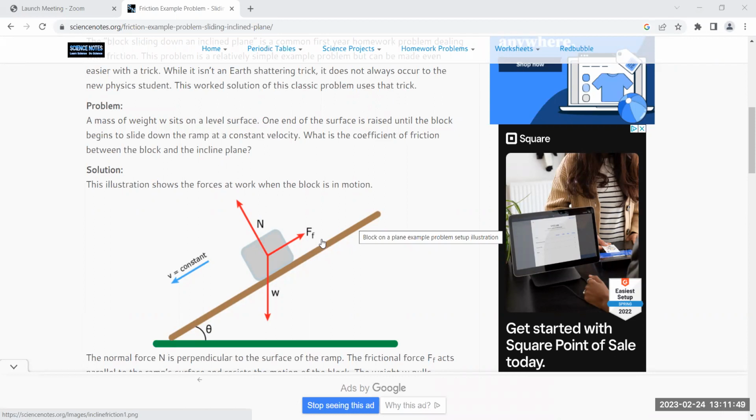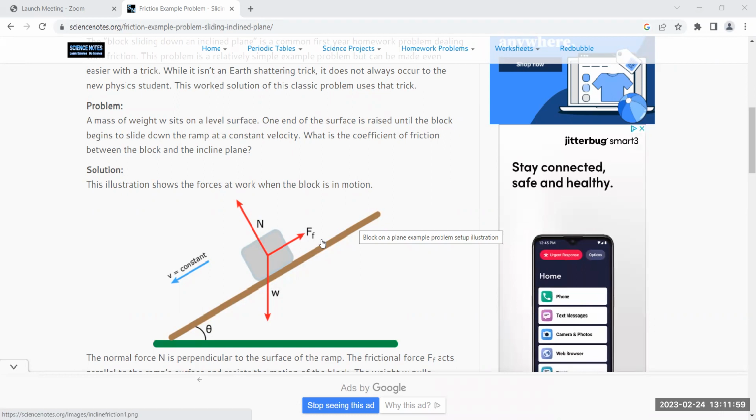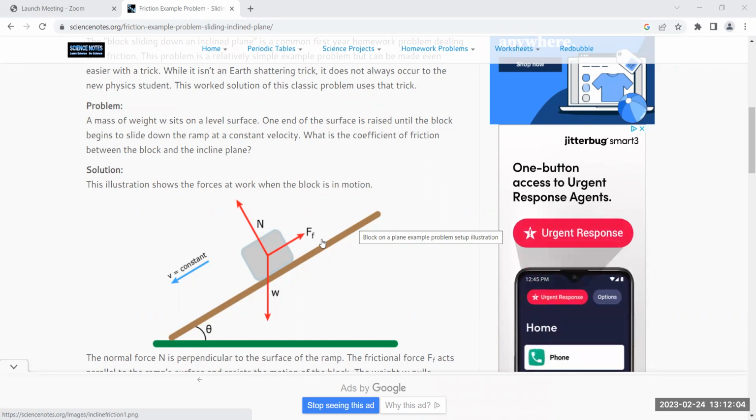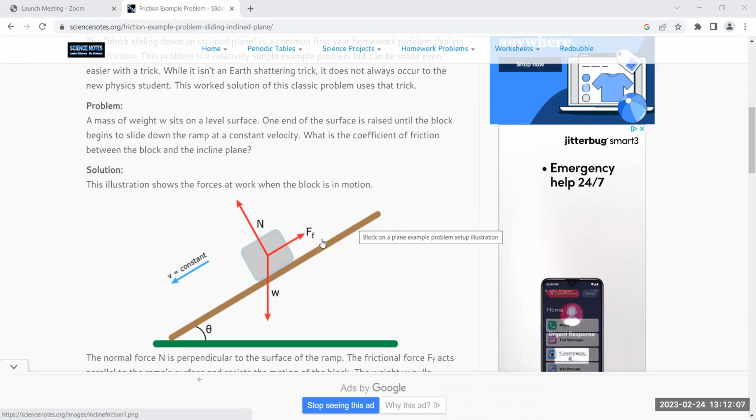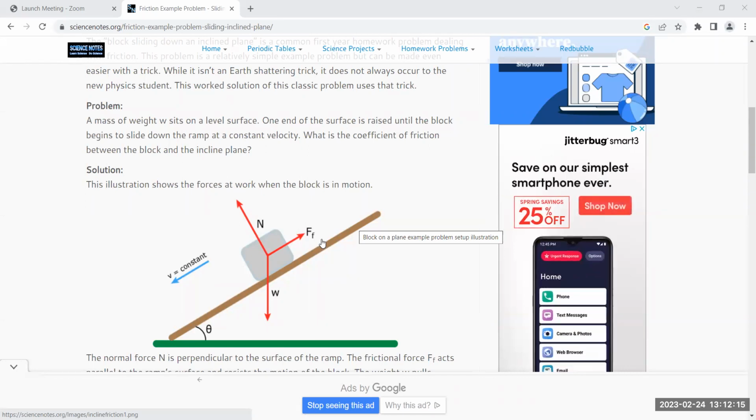Well, remember, we're asked to find the coefficient of friction, not the force. Now, coefficient of friction does affect the frictional force, but we want to know the coefficient. So our strategy for this problem is going to be to first find what the magnitude of that force is. And then once we know that, we can then find out what the coefficient of friction is. So this is basically a two-step problem. Well, two and some sub-steps.